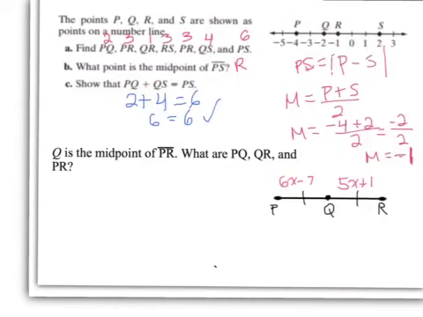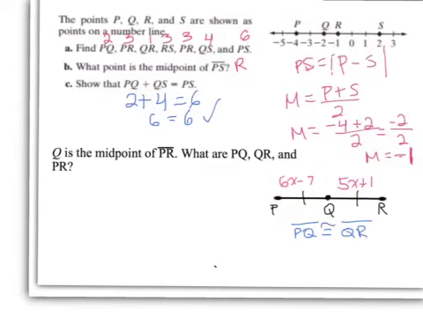The last question on this page is saying Q is the midpoint of PR. So we can see here Q is in between P and R. It's the midpoint, which means this segment is congruent to this segment. The question is asking for PQ, QR, and PR. Well, if this is the midpoint, what do we know about PQ and QR? We know that from the picture, PQ is congruent to QR.